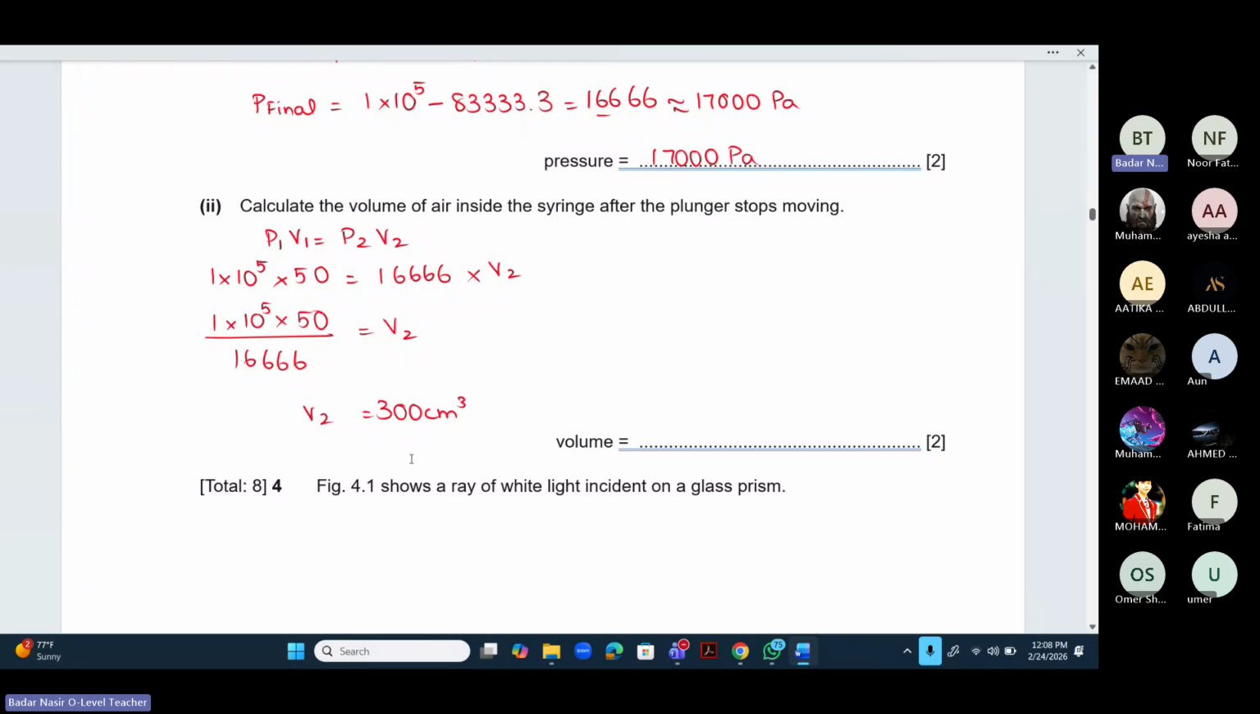Wow. Okay, I hope it's clear to you now. ठीक है? So we have to use the equation P1 V1 equals P2 V2. P1 is your initial pressure, V1 is the initial volume, P2 is the final pressure, and V2 is the final volume. Okay? And you just have to substitute the values into the expression and we get the final answer for this. So calculate the volume of the air inside the syringe after the plunger stops moving. ठीक है? Okay.